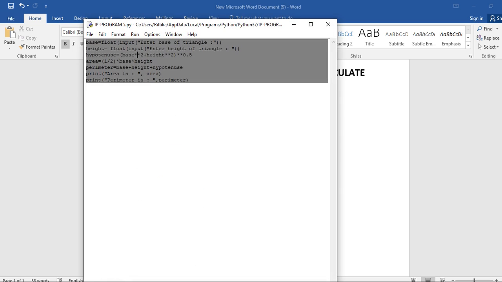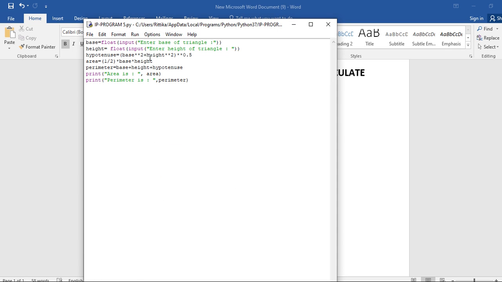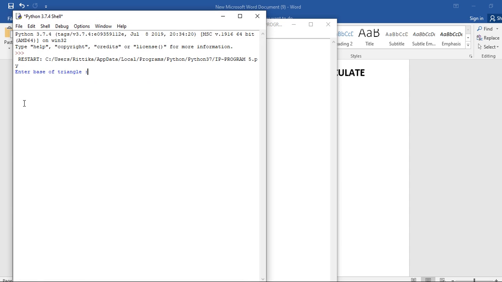Then I show the runnable mode of this program. This is the code I already wrote here, and go to the run module. So, enter base of triangle, I give 4. Enter height of triangle, I give 3.